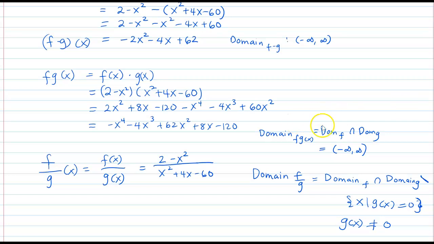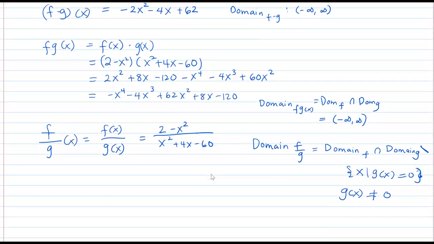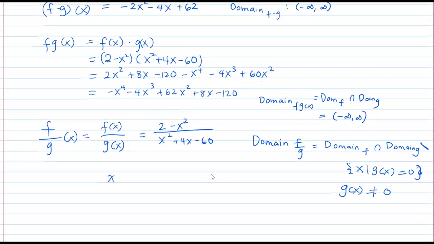So we know that the intersection of the domain of f and the domain of g in this case is just the set of all real numbers. So what we want to accomplish now is to find the values for which this denominator is equal to 0. So we want to compute the zeros of the denominator, x squared plus 4x minus 60 equal to 0.